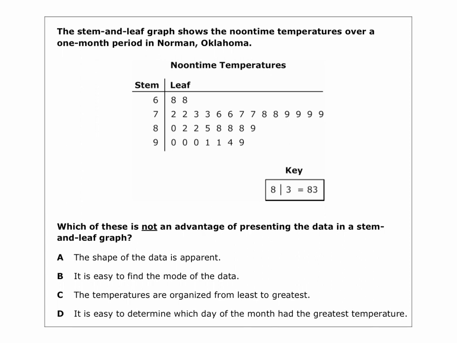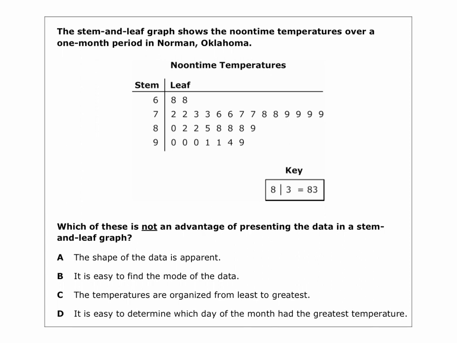Which of these is not an advantage of presenting the data in a stem and leaf graph? A says the shape of the data is apparent. The shape means how many numbers, or temperatures in this case, are towards the lower end, how many are towards the middle, how many are towards the higher end. You can definitely see that in this stem and leaf plot. You can tell that most of the temperatures were in the 70s, and that only 2 of the temperatures were in the 60s, and so forth. So the shape is pretty apparent.